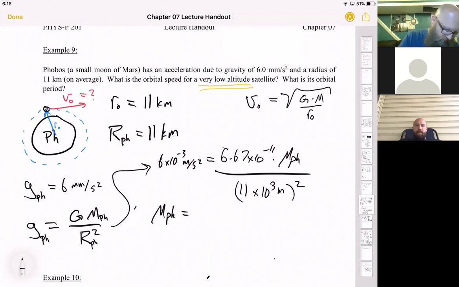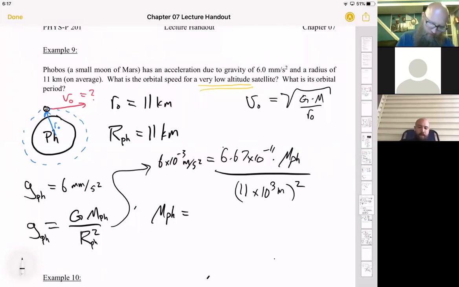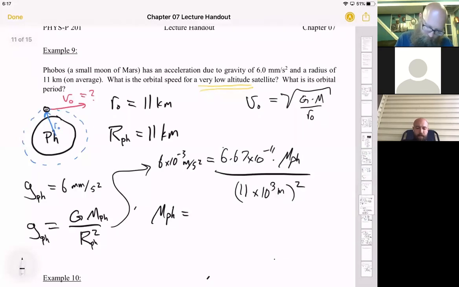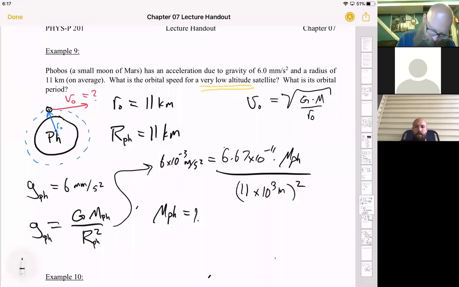6 e minus 3 times 10 to the minus 11. So I'll just do the math in real time. So it's 6 e minus 3 times 11 e 3 squared, divided by G. What I get is 1.088 times 10 to the 16 kilograms.